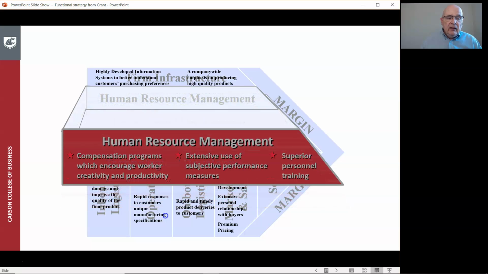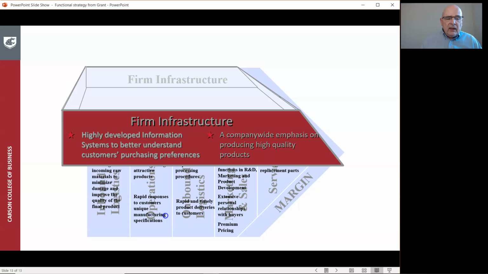And then HRM, I have to hire the right kind of people and train them in unique ways. So I'm probably going to pay more. I'm going to pay a lot of attention to performance. I'm going to do a lot of development. And then I'm going to have information systems and a company culture that emphasize high quality. So those are statements of strategy, the things that we do repeatedly that fit together to support the strategy, which in this case is the generic differentiation strategy.